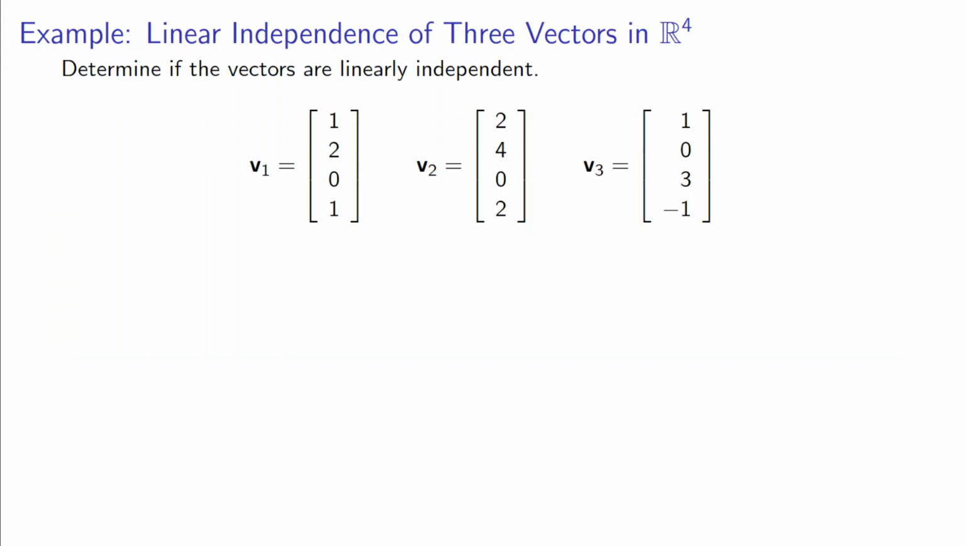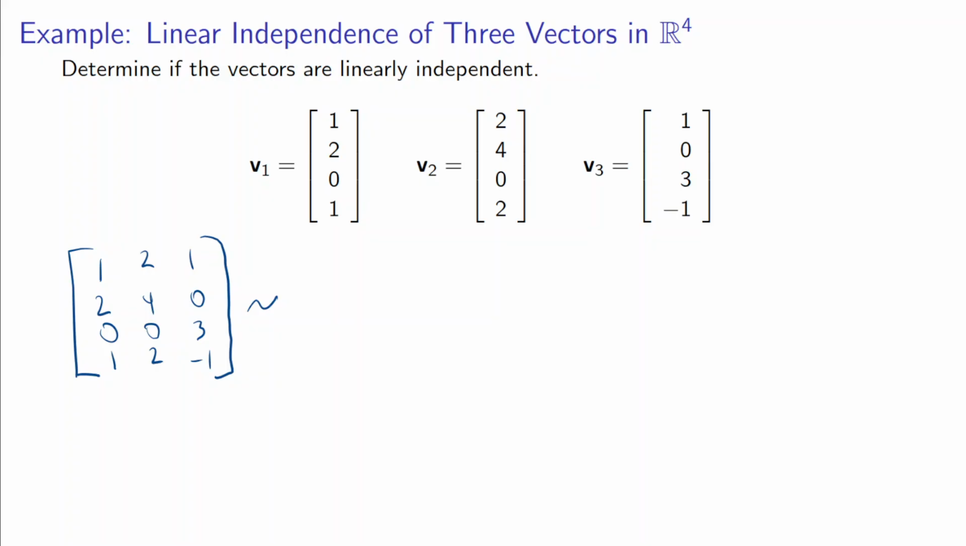So to start with, let's consider these three vectors, v1, v2, and v3. These are vectors in R4. And the goal here is to determine if these vectors are linearly independent. So we would like to know if we can write one of these vectors as a linear combination of the others. One way we can approach this is by setting up a matrix where these vectors are the columns of that matrix. Okay, so we end up with a 4x3 matrix in this case. And then we will row reduce this matrix.